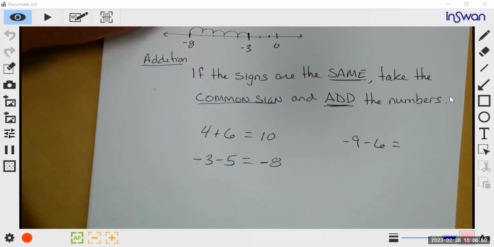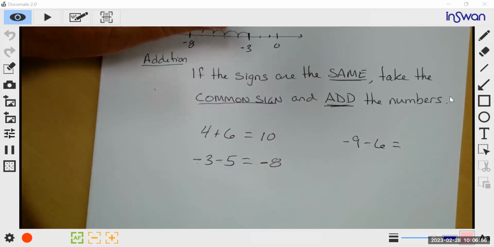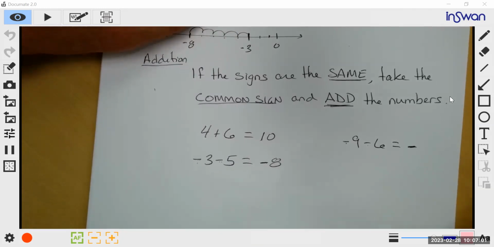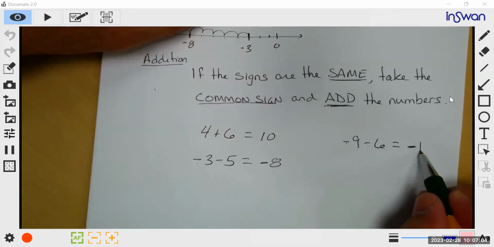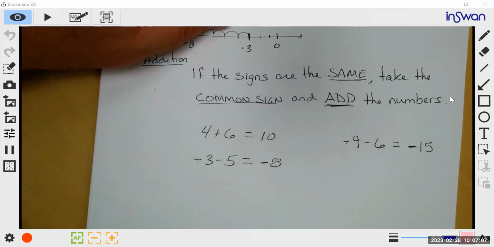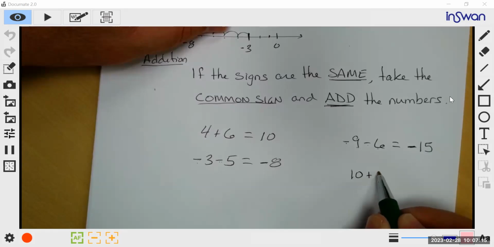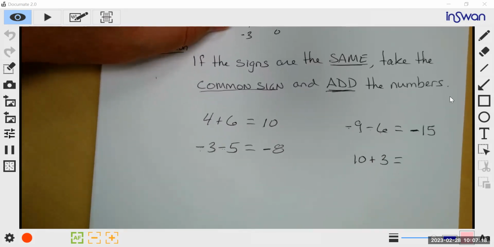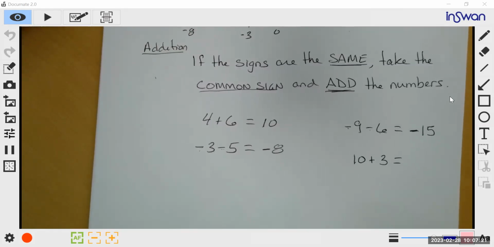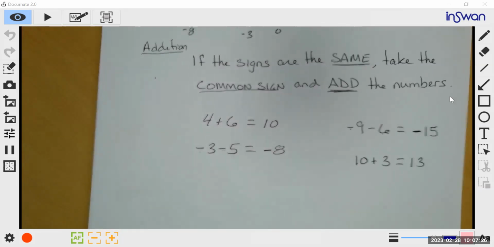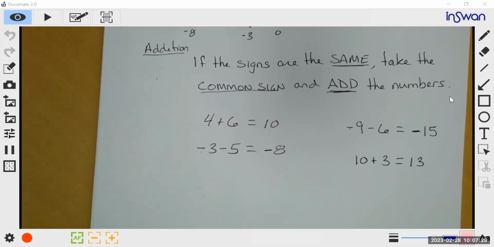-9 minus 6. Again, ask yourself, is the answer going to be positive or negative? Since they're both negative, the answer is negative. 9 plus 6 is 15. So the answer is -15. 10 plus 3. Answer positive or negative? 10 plus 3 is? Does that make it a little bit easier to look at whenever you have opposite signs?